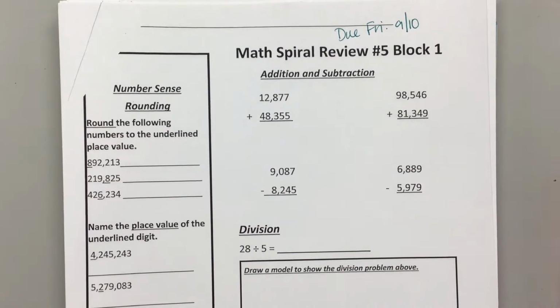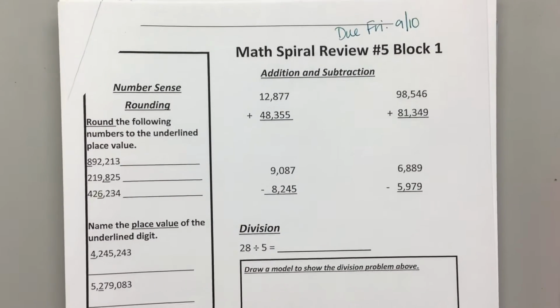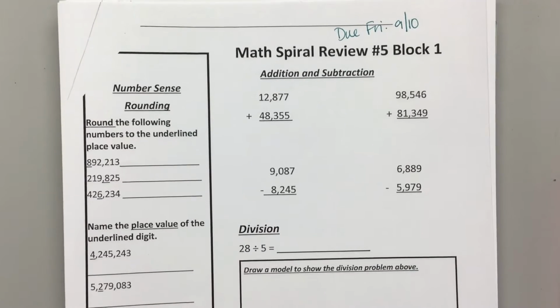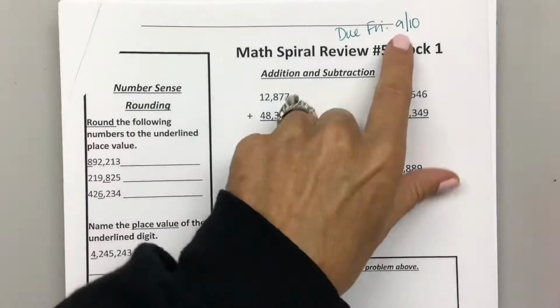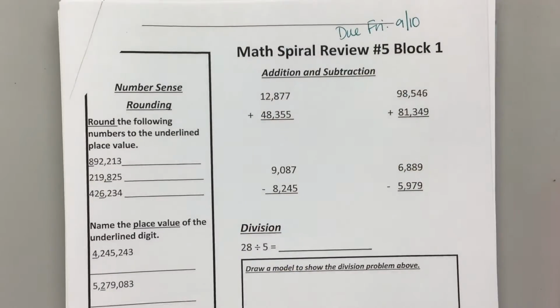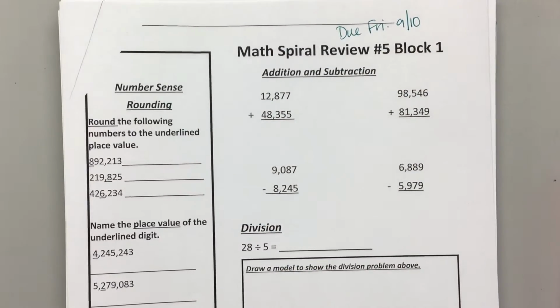Okay, good morning. We are going over today spiral review number 5 for block 1 math, and we are giving it out on Friday because we don't have school Monday. And I know that none of you want to be without a spiral on Monday. It is not due until next Friday, September 10th, but you can turn it in next Tuesday, Wednesday, or Thursday for a pre-check by Miss Canterbury or myself. And with the pre-check, then you can get it back, correct it, and turn it back in.